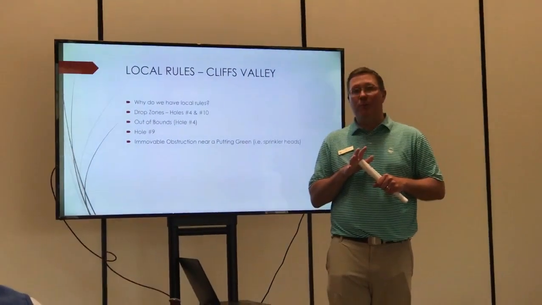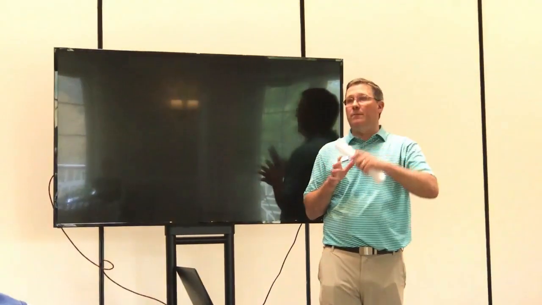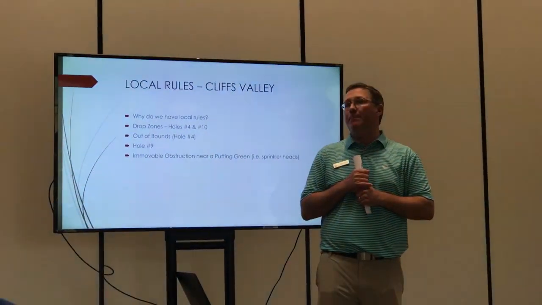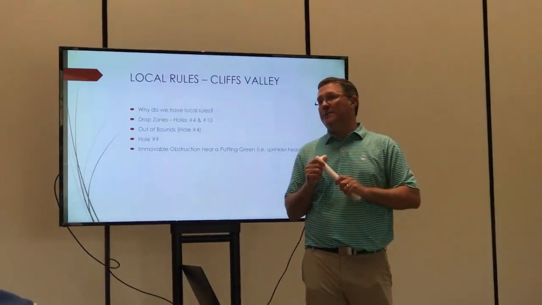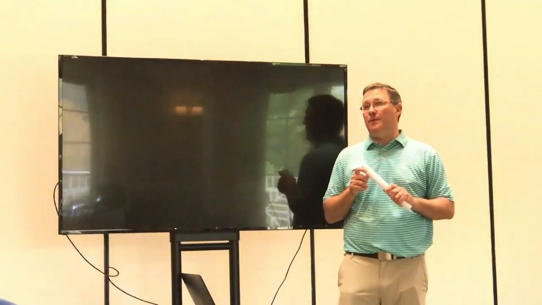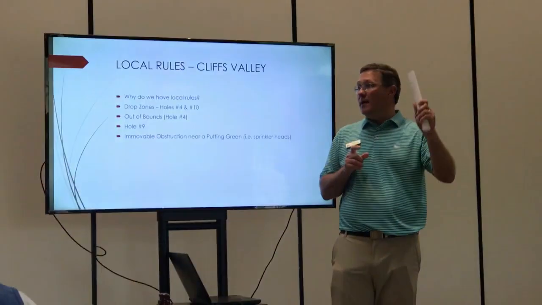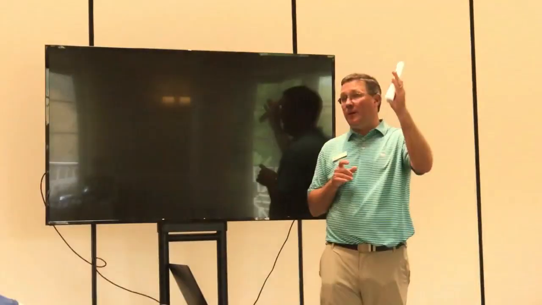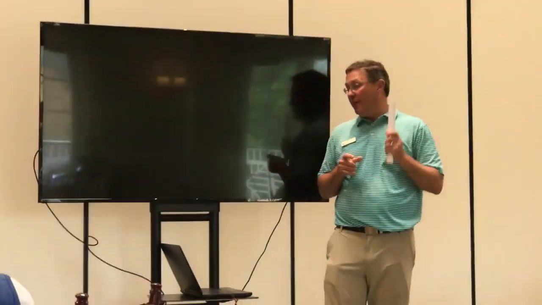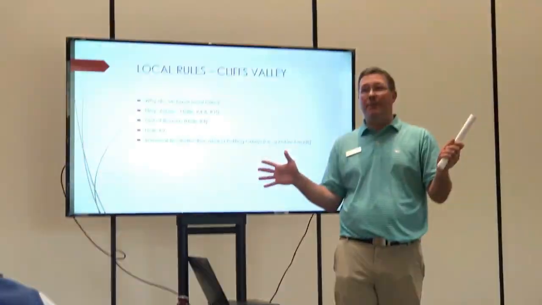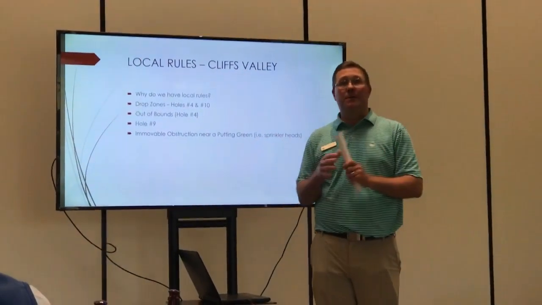Out of bounds on hole number 4, again, where the stake with the blue cap is, that's where the wall begins out of bounds, and the next stake with the blue cap towards the green side, that's where the wall stops being out of bounds and the stakes become out of bounds again. And please remember that when a wall defines out of bounds, that wall is out of bounds. Okay. Same thing for a fence.